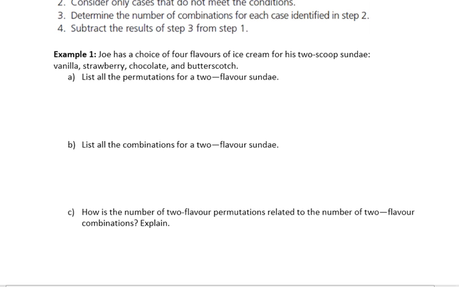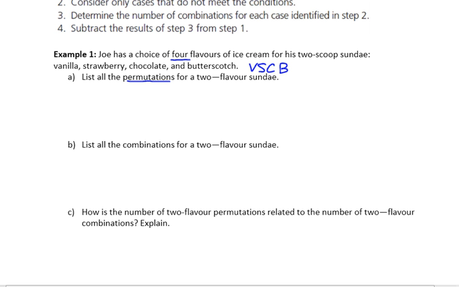Joe has a choice of 4 flavors. We have vanilla, strawberry, chocolate, and butterscotch. Those are the 4 flavors. List all permutations for a 2-flavor sundae. So in a permutation, does the order that they put the ice cream together matter? Yes, the way they scoop it matters. You are very particular because maybe you want to have strawberry first and then have the strawberry bleed into the chocolate a little bit. Maybe you want to save the best for last.